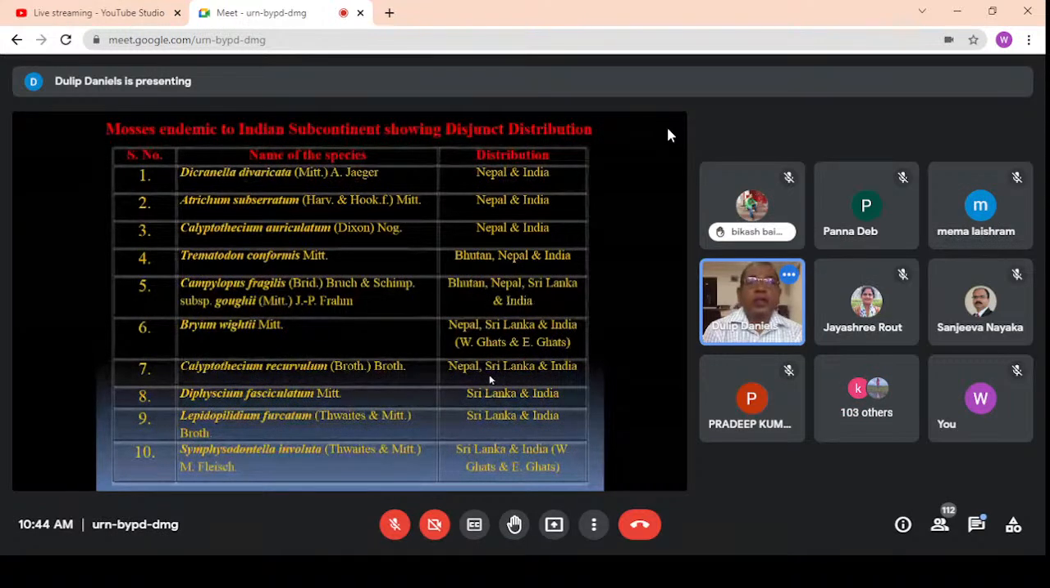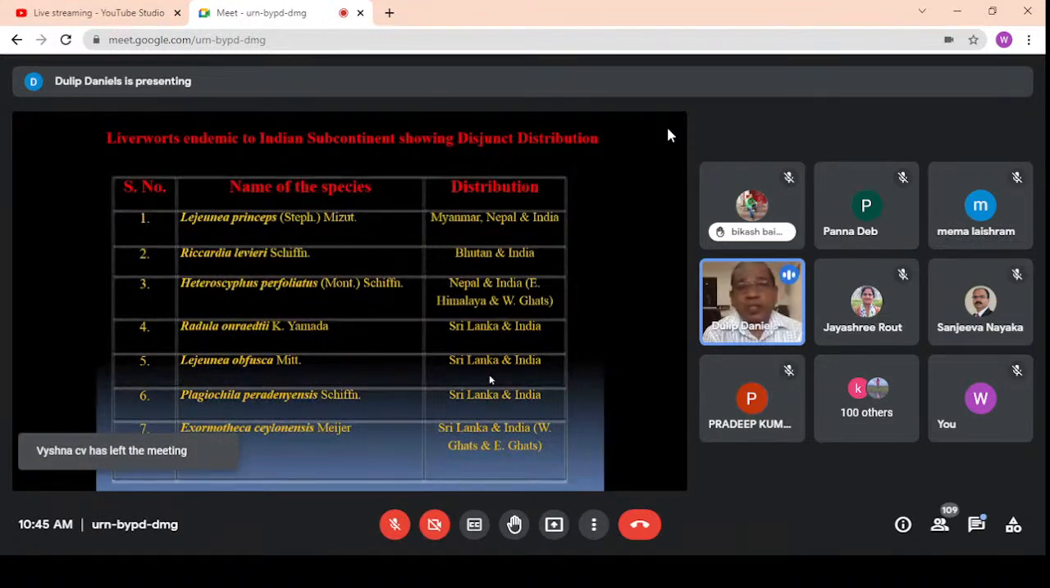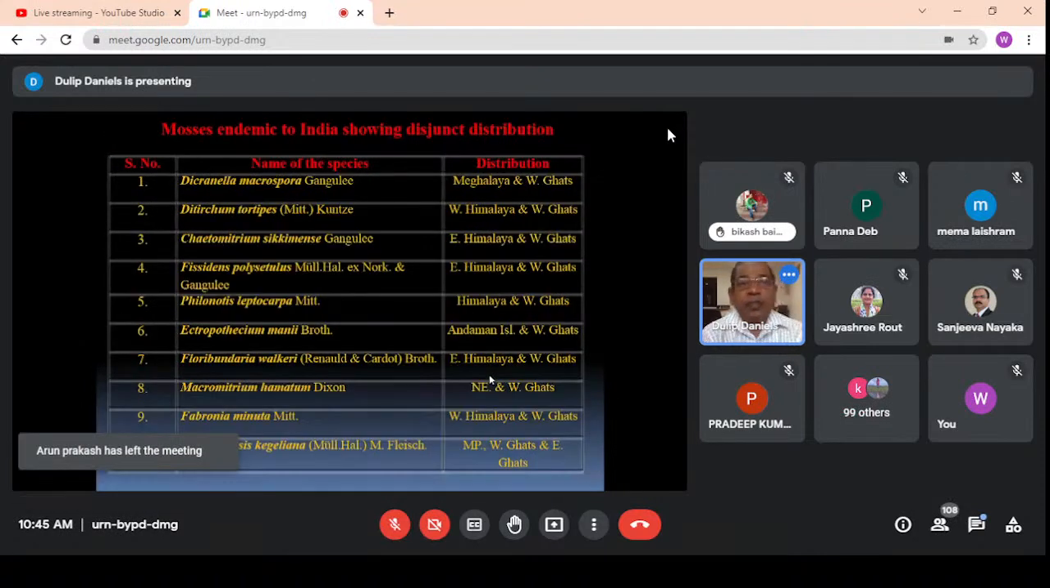Now, moss endemic to Indian subcontinent, showing disjunct distribution. See, when I say Nepal and India, in India it's actually the Western Ghats. So there is a large gap between the Himalayan and the Western Ghats. But still, there are no reports in between, in the intervening areas. So what could the reason be? Liverworts endemic to Indian subcontinent showing disjunct distribution. Again, the same pattern is being represented. You could see the same.